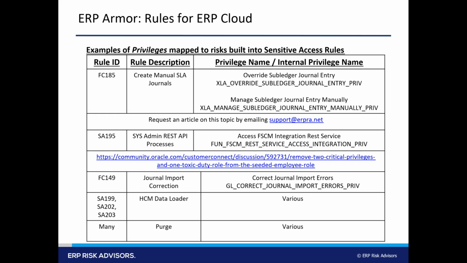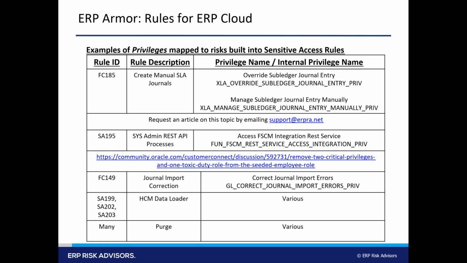So the on-prem version, if you want to call it, of the ERP Cloud. That same risk does exist in the ERP Cloud. It's the managed subledger journal entry manually privilege that allows somebody to define which source they use to be able to submit a journal entry. And we have an article on that topic.